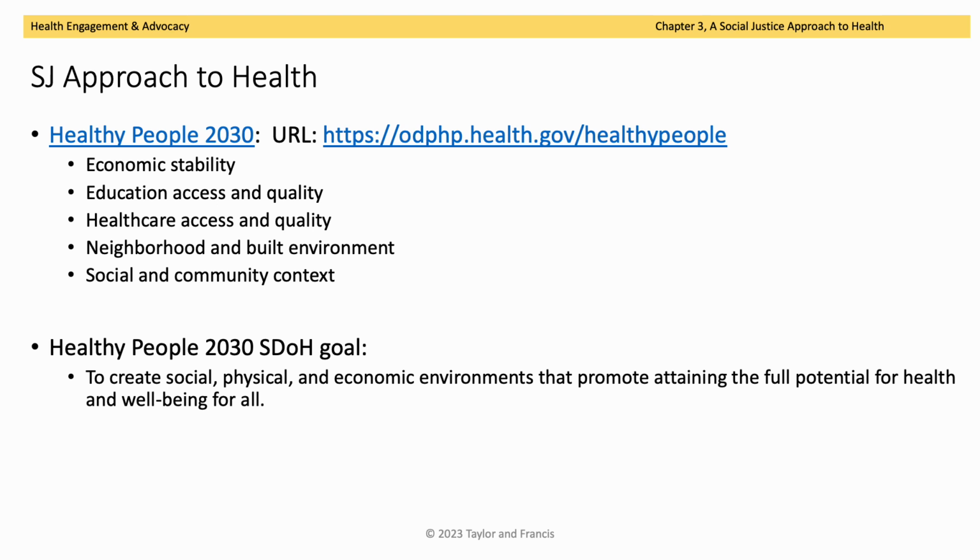The overarching SDOH goal of Healthy People 2030 is to create social, physical, and economic environments that promote attaining the full potential of health and well-being for all. I'll encourage our communication and health sciences and nursing students to bookmark this framework. It will reappear throughout your careers as a benchmark for population health initiatives, or if you are communicating health messages through social media networks or other organizational public relations and branding materials.